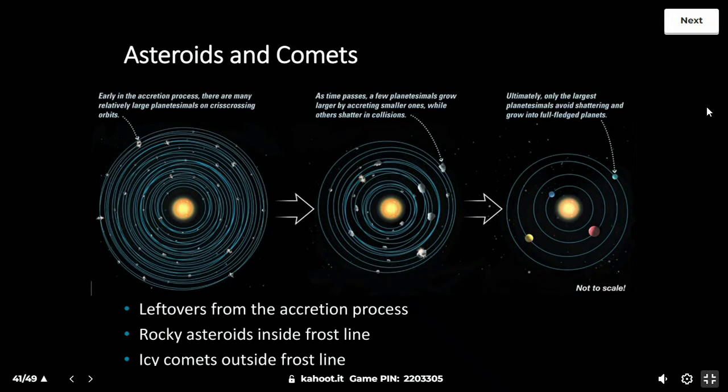So asteroids and comets are basically the planetesimals that were never big enough to pull in all of the material around them and become spherically shaped and clear their orbits. But they also haven't hit anything yet to be absorbed by that planet. So the asteroid belt is made out of rocky material because it's inside of the frost line, and the Kuiper belt and the Oort cloud are made out of icy material because they're outside of the frost line.